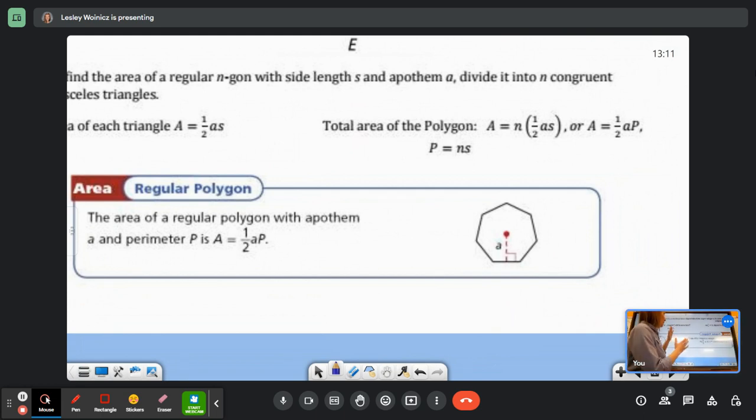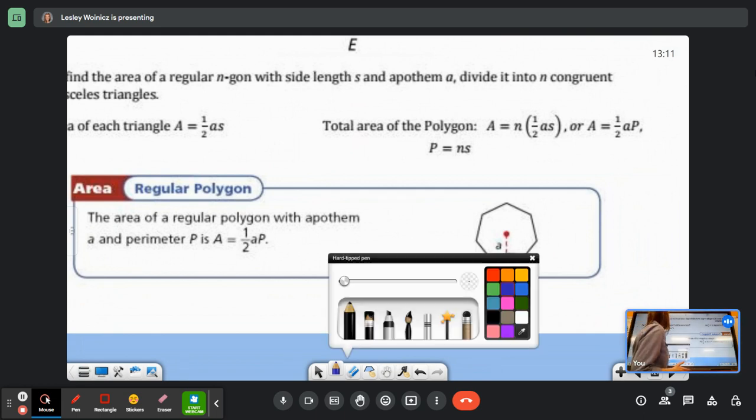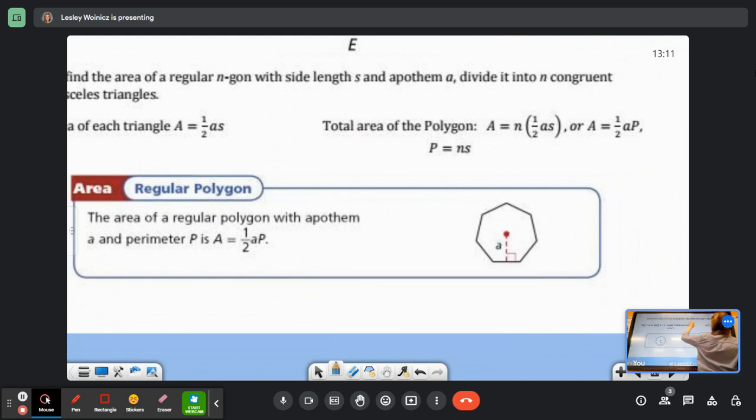So where we left off was to find the area of a regular n-gon, which is just a polygon with n sides. It's got side length S and cute little apothem A. We'll have to divide it into n congruent isosceles triangles.